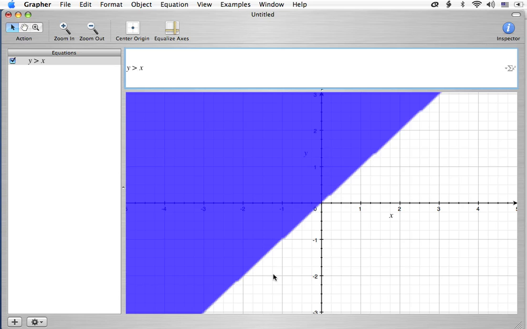Now, what I do is then I put in the extra line. So if I actually want y is greater than or equal to x, I also type in y equals x, and I get my straight line.